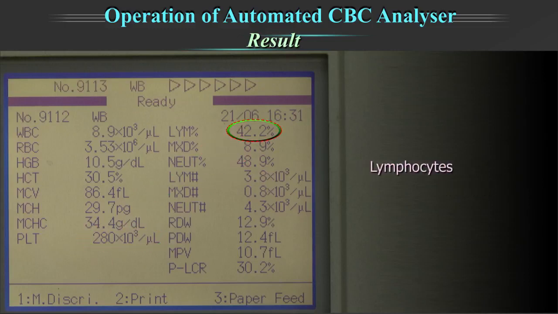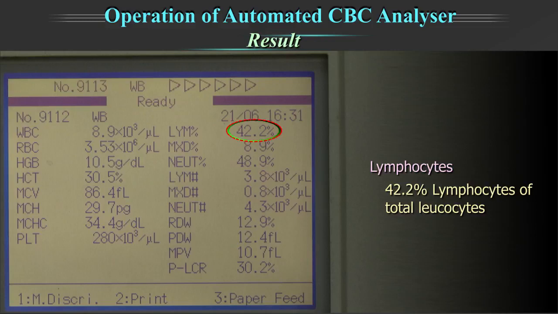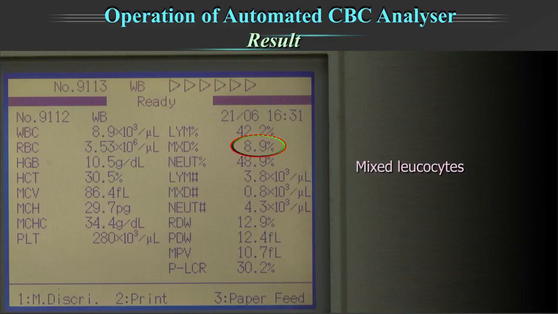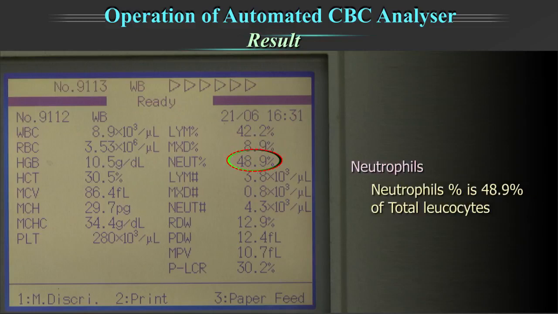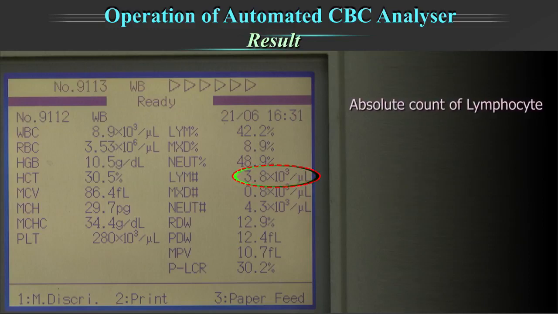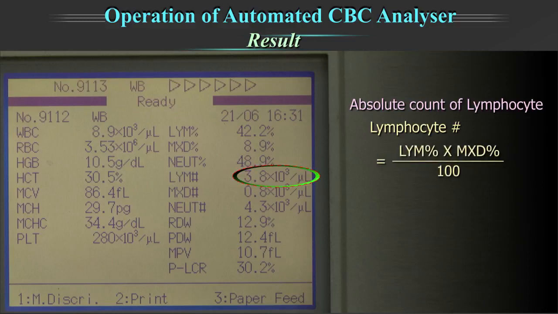The lymphocyte percentage is 42.2% lymphocytes of the total leukocyte count. Mixed percent is 8.9% of the total leukocyte count. Neutrophil percent is 48.9%. Lymphocyte hash is the absolute count of lymphocytes, which is calculated using the total WBC count.